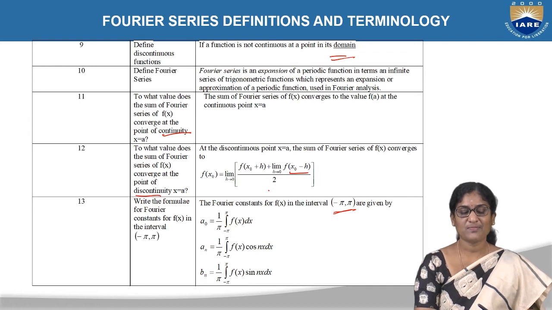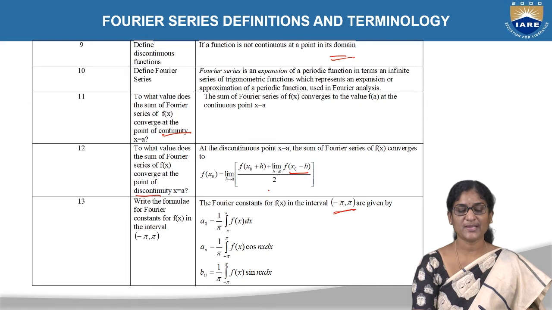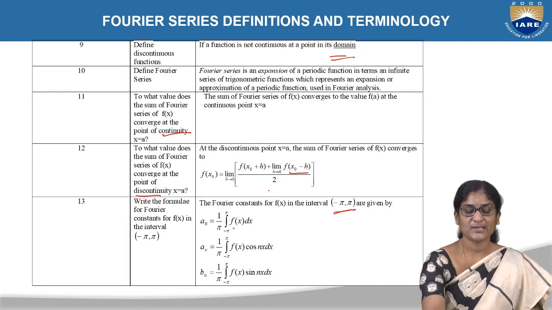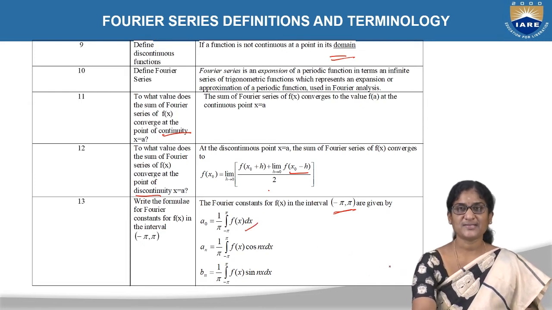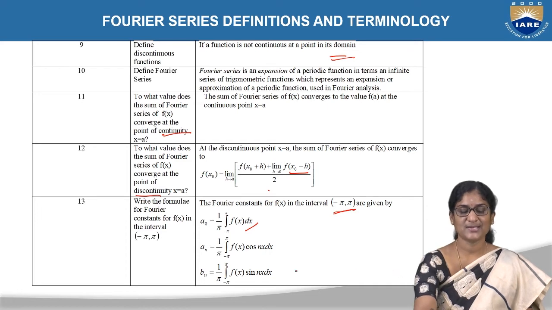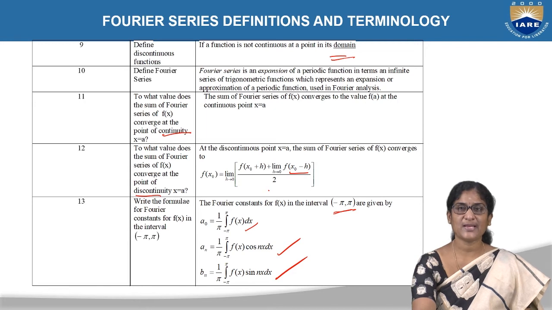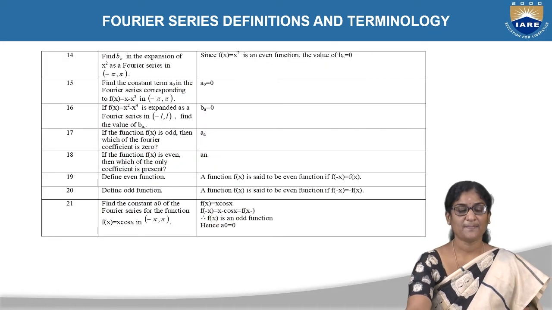In the interval minus pi to pi, a naught is equal to 1 by pi integral minus pi to pi f of x dx. Similarly, a n is given as 1 by pi integral minus pi to pi f of x cos nx dx. Similarly, b n is given as 1 by pi integral minus pi to pi f of x sin nx dx. So these are the Fourier constants in the interval minus pi to pi.